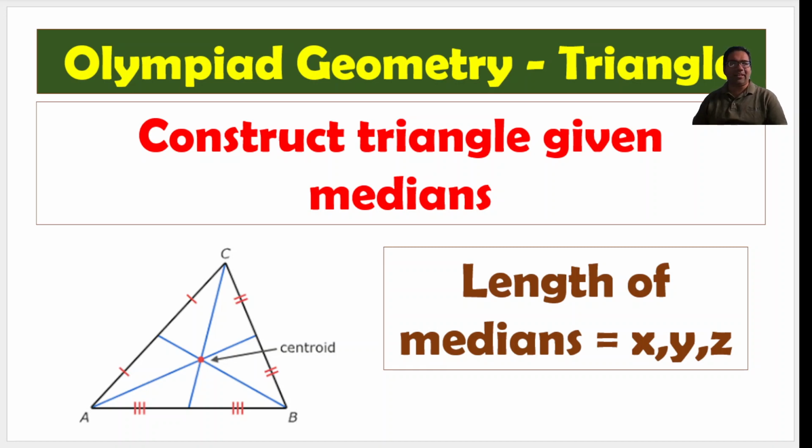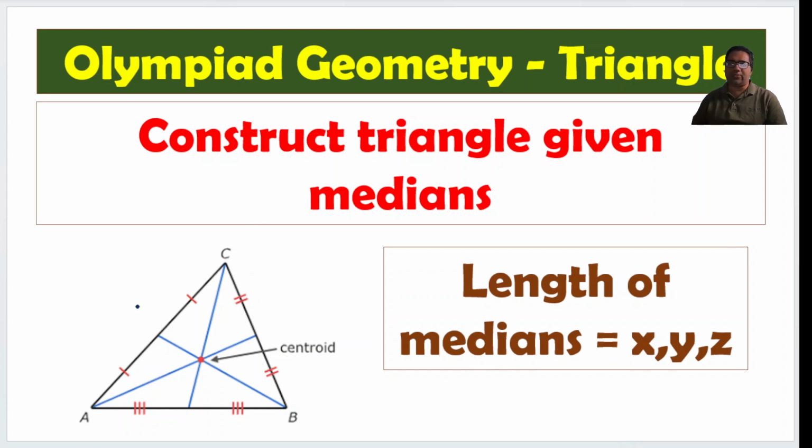Hi friends, let us understand how we construct a triangle given the lengths of its medians. This is a really challenging problem because we are given the lengths of the medians, and we are not given anything about the lengths of the sides. Given the lengths of sides, it is very easy to construct the triangle. But if we are given medians, how do we do this?